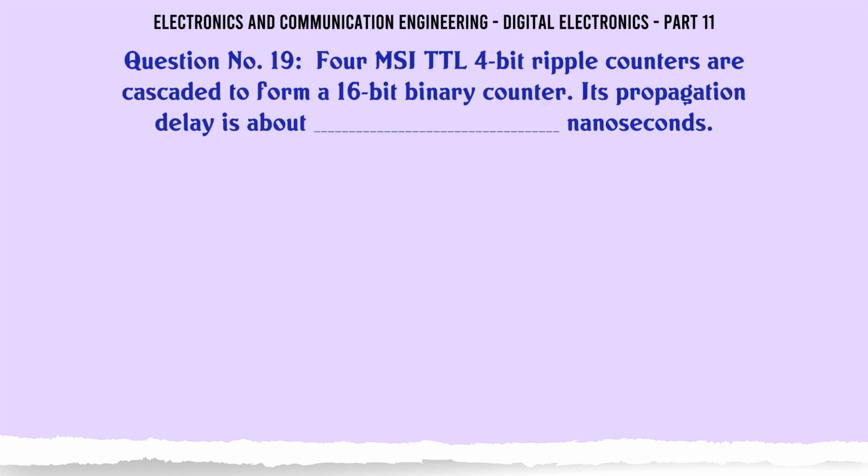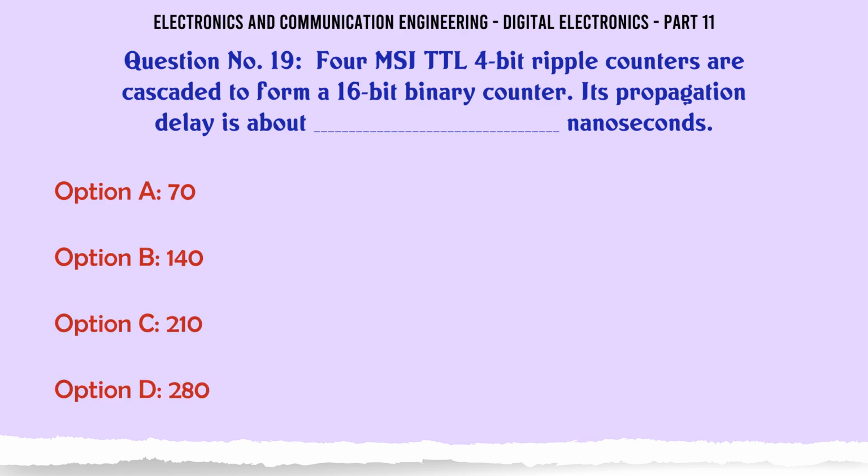For MSI TTL, 4-bit ripple counters are cascaded to form a 16-bit binary counter. Its propagation delay is about how many nanoseconds? A, 70. B, 140. C, 210. D, 280. The correct answer is 280.